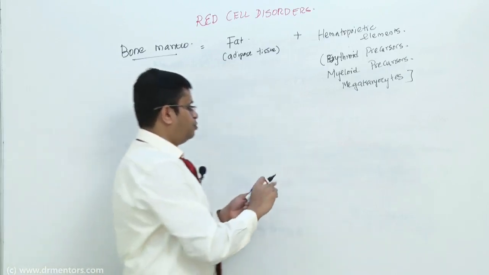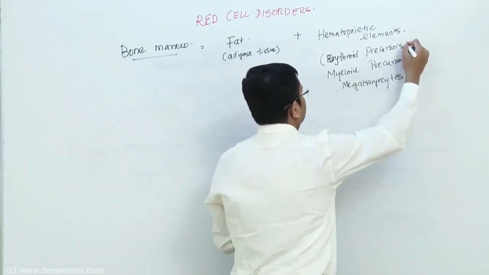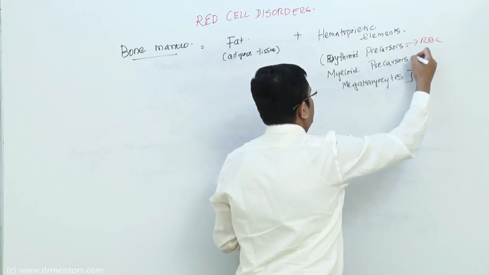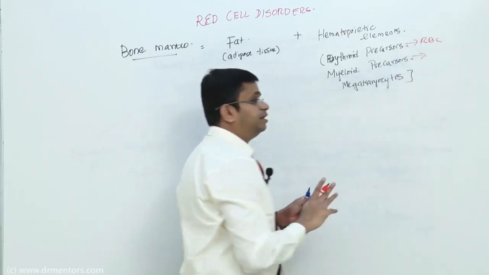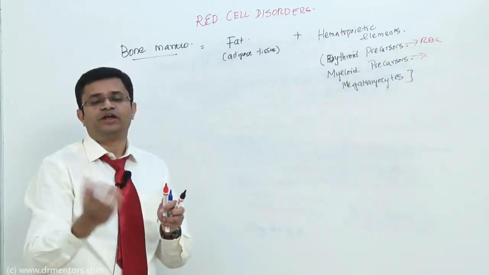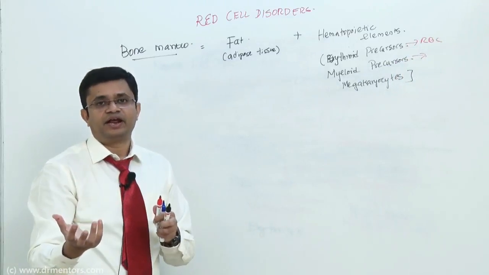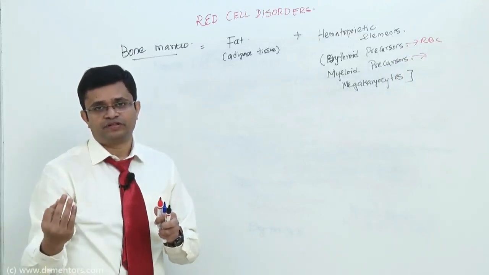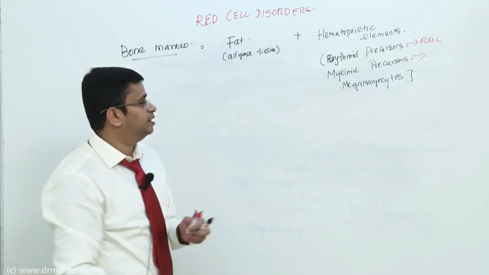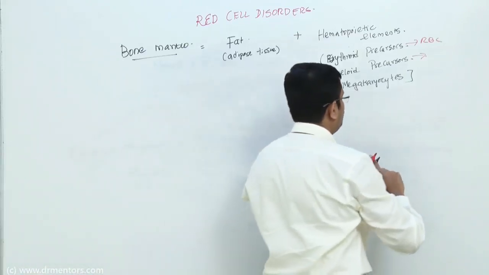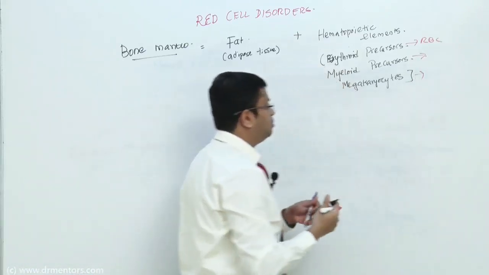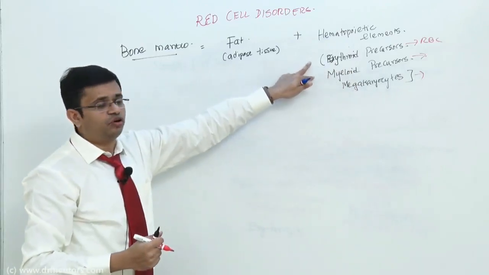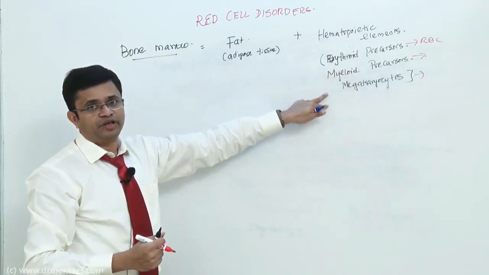We already know that the erythroid lineage will give rise to RBCs. The myeloid lineage will give rise to all the other cells except the erythrocytes, the granulocytes. Granulocytes include neutrophils, eosinophils, basophils, then monocytes, and megakaryocytes will give rise to platelets. So that's all in the peripheral blood. But in the marrow, we have erythroid, myeloid and megakaryocytes.